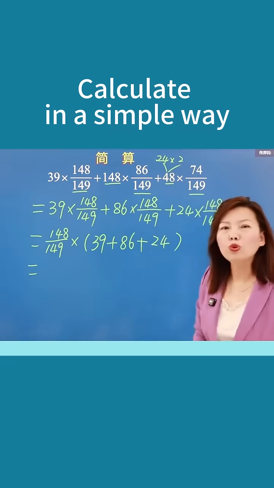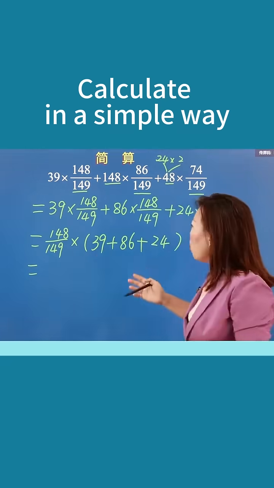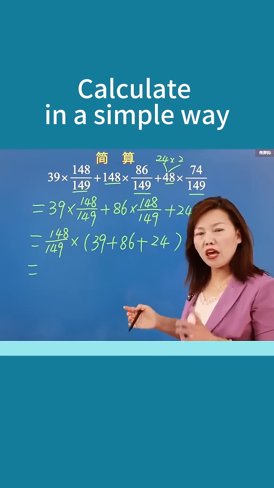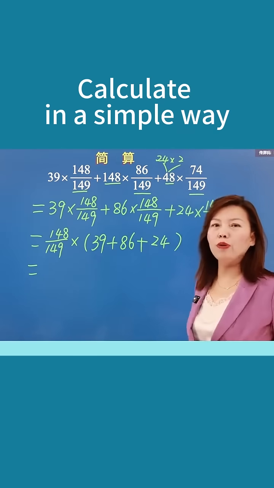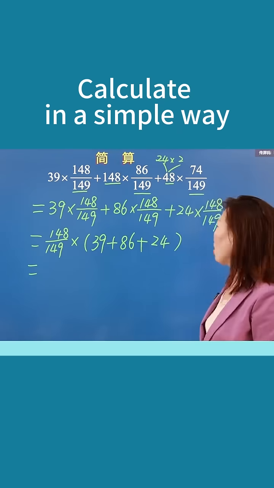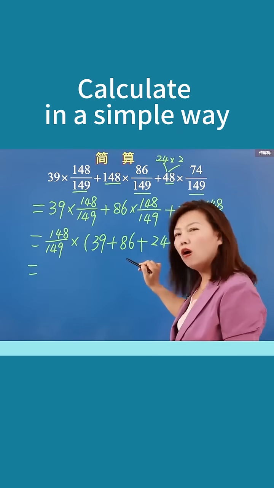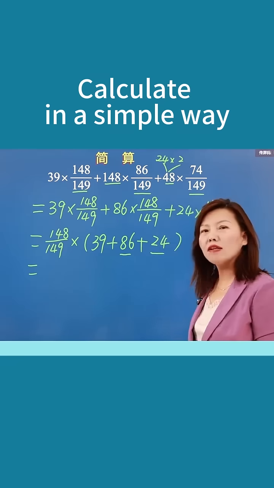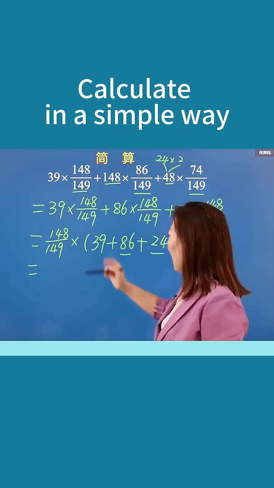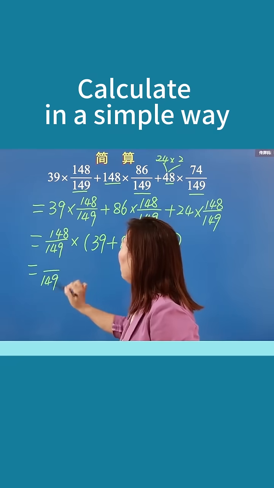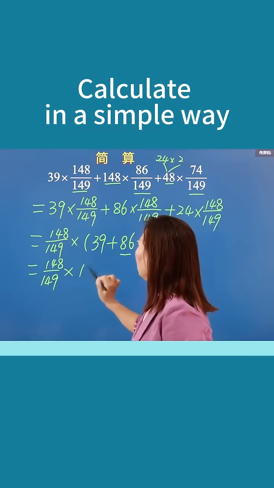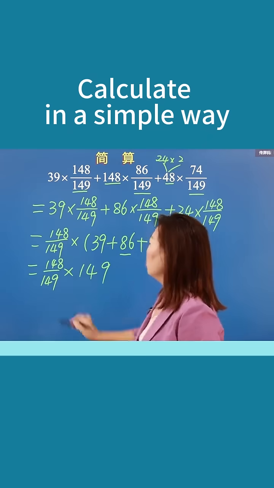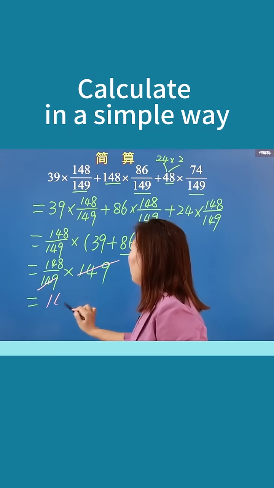Come on, students, you must remember, when we add, we must remember to find the good friends, numbers that are easy to add together. Multiplication has its good friends, and addition has its good friends too. Don't just add them rigidly from left to right. Let's find the good friends. Look, 86 and 24 make 110, and 110 plus 39 makes 149, right? So inside the parentheses is 149. After simplifying, isn't the final result 148?